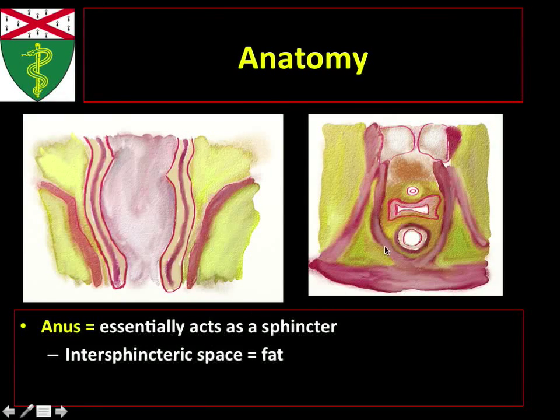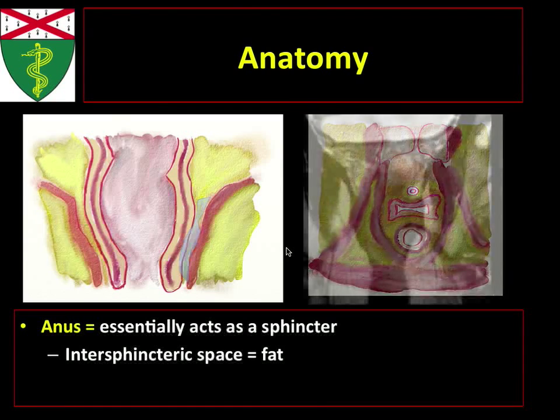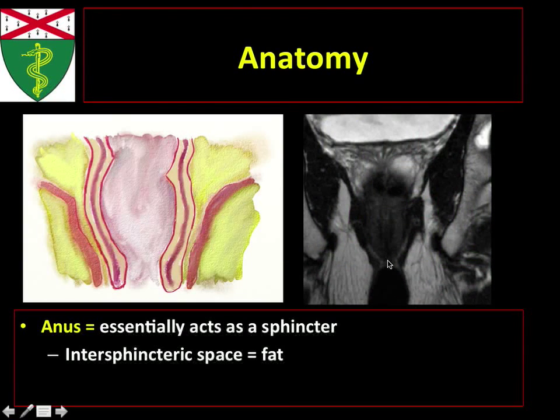This is what it looks like on the axial images. It's just going to be this yellow space in between the internal and external sphincters, right over here, highlighted in blue. Again, if we look at a coronal image, we know what the internal sphincter is and we know what the external sphincter is. At the tip of my arrow, this bright appearing signal between the two is going to be fat within the intersphincteric space.